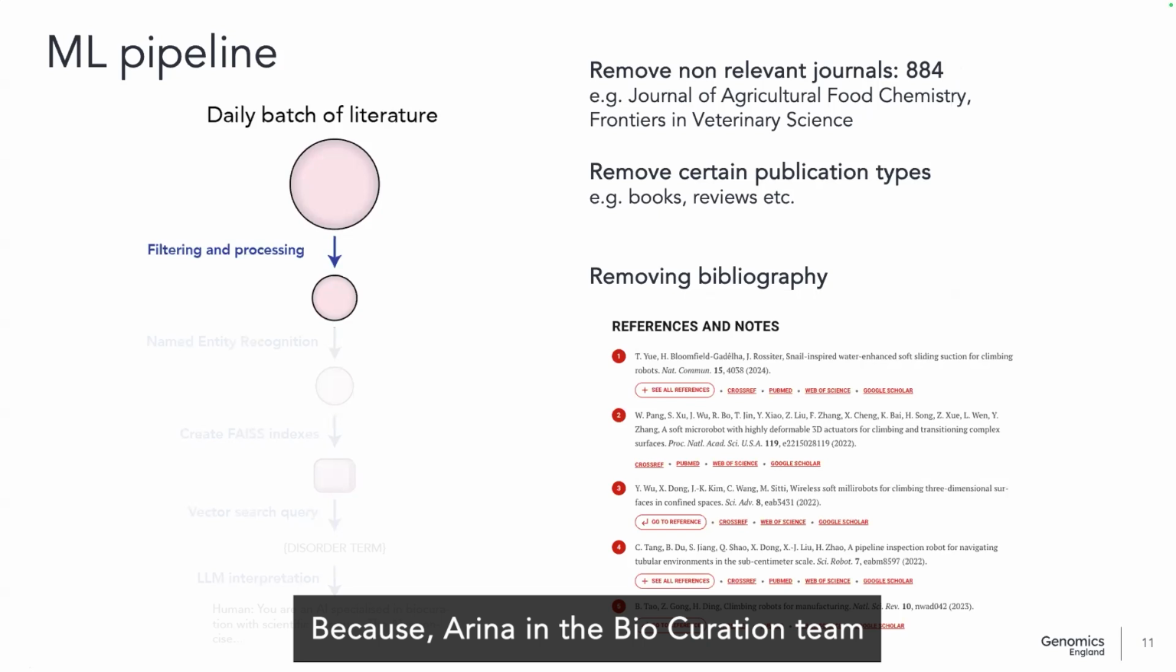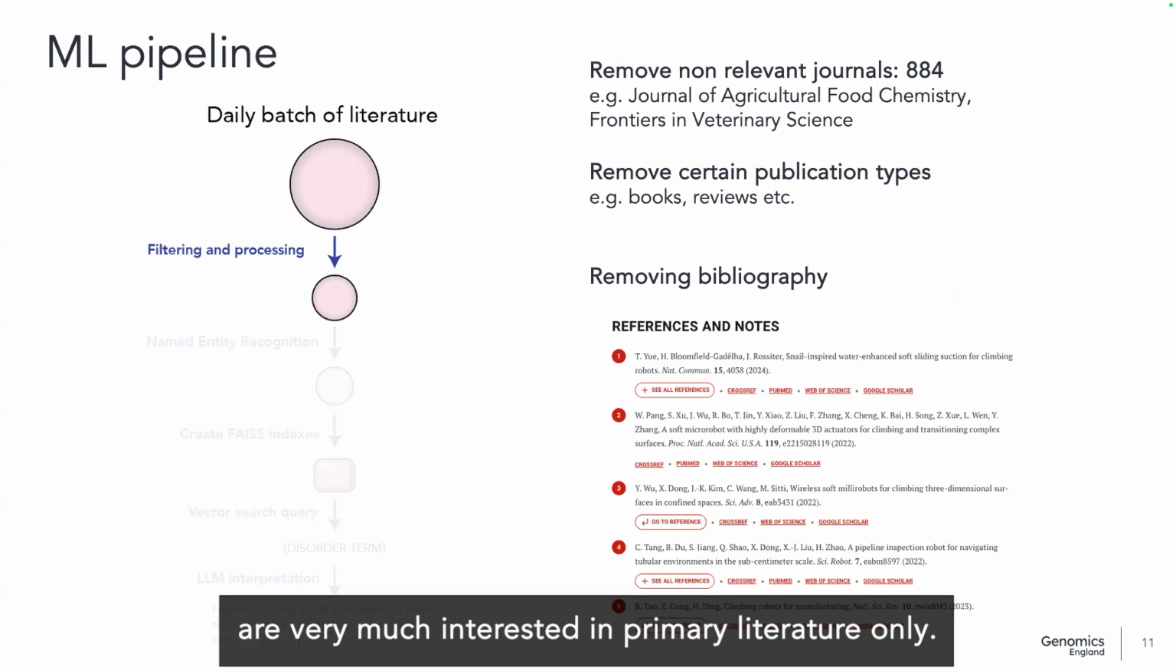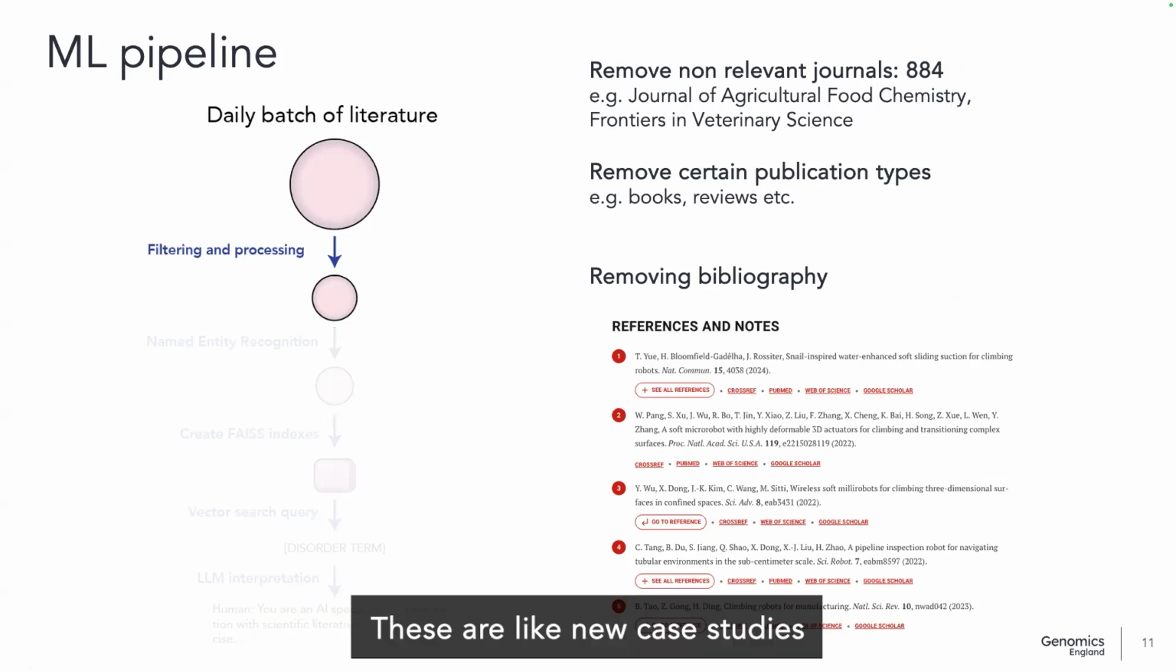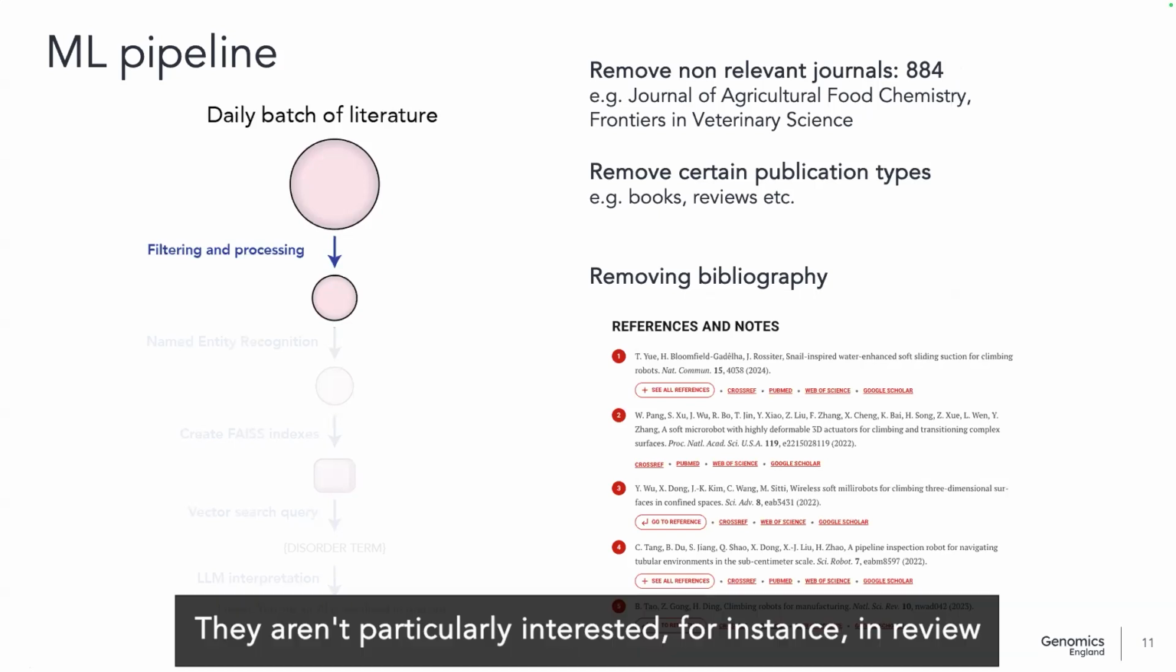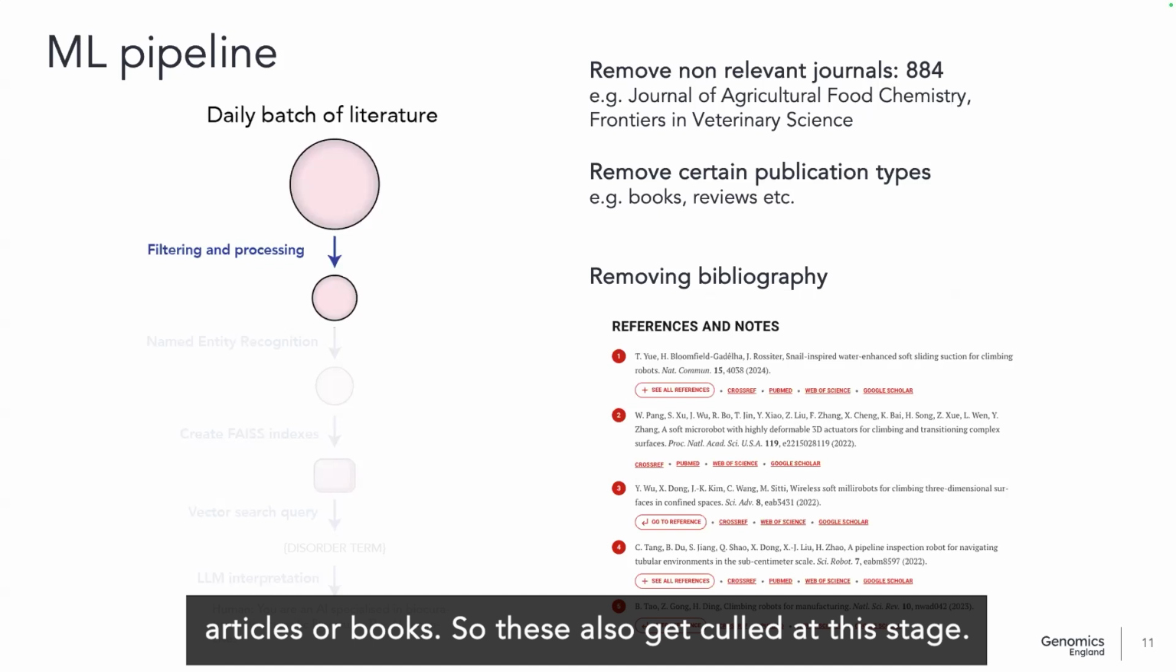Because Arina and the biocuration team are very much interested in primary literature only, these are new case studies that have been found and reported. They aren't particularly interested, for instance, in review articles or books. So these also get culled at this stage.